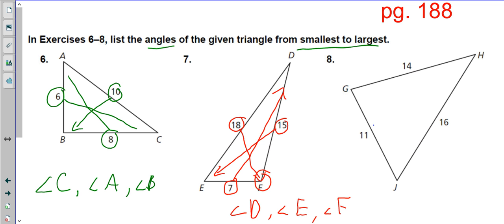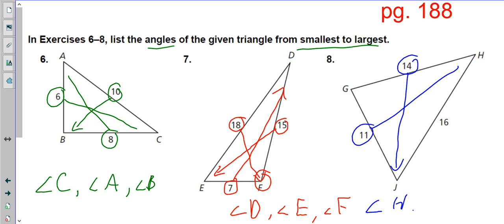Similarly, smallest side, angle H. Next largest, opposite, angle J. And so by default, we must have angle G. And that's true because it's opposite our largest side length.